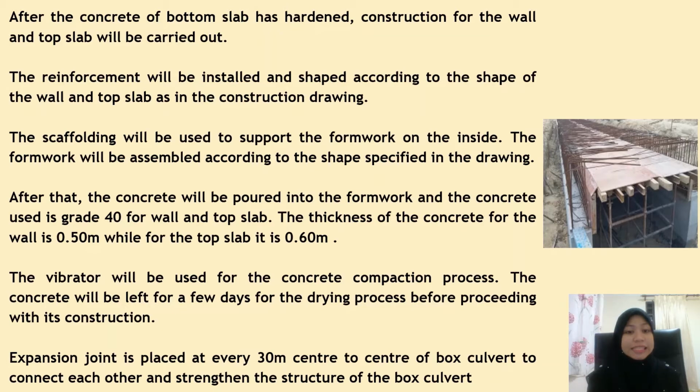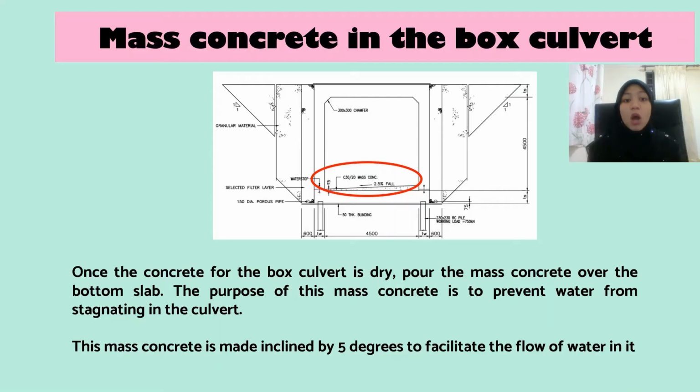Expansion joint is placed at every 30 meters center to center of the box culvert to connect each section and strengthen the structure of the box culvert. Once the concrete for the box culvert is dry, pour the mesh concrete over the bottom slab. The purpose of this mesh concrete is to prevent water from stagnating in the culvert. This mesh concrete is made inclined by 5 degrees to facilitate the flow of water in it.